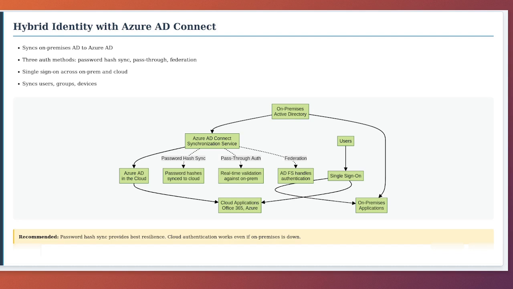Federation with Active Directory Federation Services provides the most control, but adds complexity. With federation, all authentication requests are redirected to your on-premises ADFS infrastructure. ADFS validates credentials and issues claims to Azure AD confirming the user's identity.